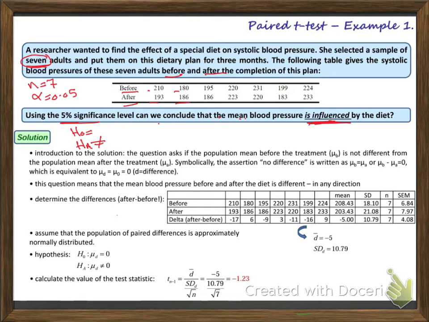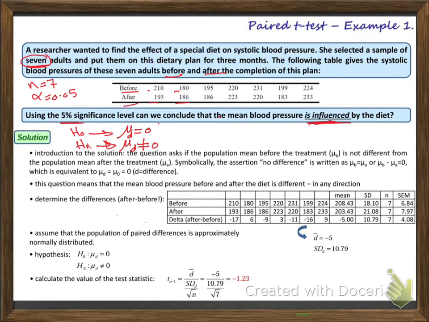If there is no change, no difference between before and after, this means that mu delta should equal 0, right? So I assume here that because it's equal, H alternative will be not equal. So mu delta not equal 0. And in the null hypothesis, mu delta equals 0. Mu delta equals 0 means there is no delta, there is no change. And mu delta here is not equal 0.